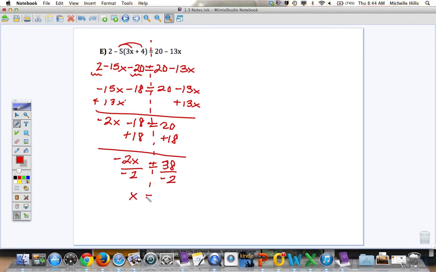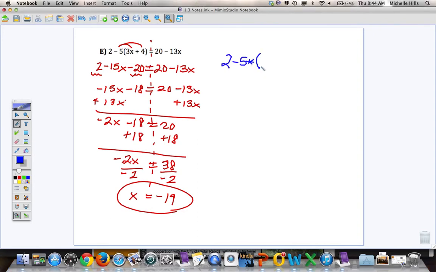x equals negative 19. Now if I wanted to check that answer in my calculator and make sure that negative 19 is the right answer, I would put 2 minus 5. Some calculators require that you put times next before the parentheses. And then inside the parentheses, 3 times negative 19 plus 4, and I would hit equals to see what it equals. And on the other side, I'd punch in 20 minus 13 times negative 19 and hit equals and see what it equals. Now I'm going to do that really quickly.